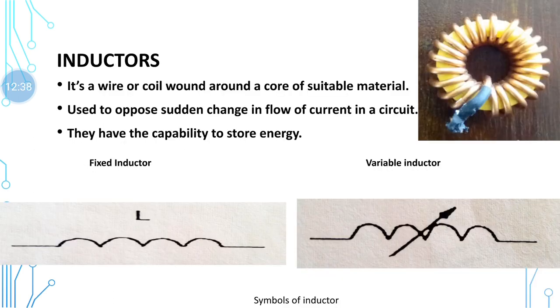Inductors. An inductor is nothing but a wire wound as a coil on a core. It is wound on a core of a suitable material. It is used to oppose sudden changes in the flow of current, and has the capability of storing energy. The inductor's symbol is shown here for a fixed inductor and a variable inductor.